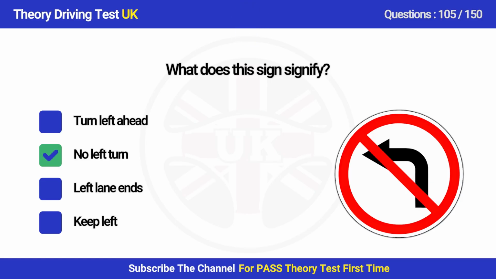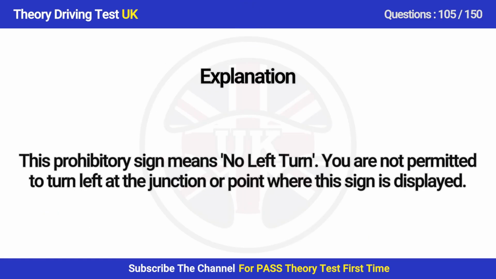Answer is B. No left turn. This prohibitory sign means no left turn. You are not permitted to turn left at the junction or point where this sign is displayed.